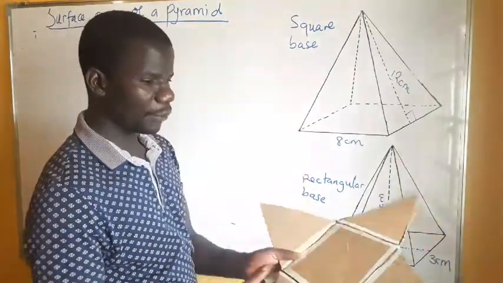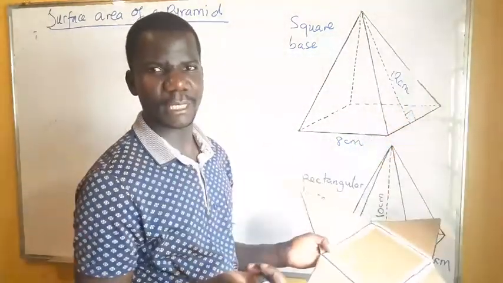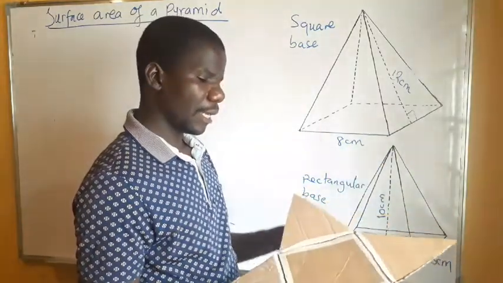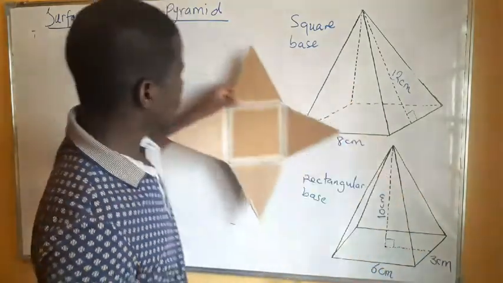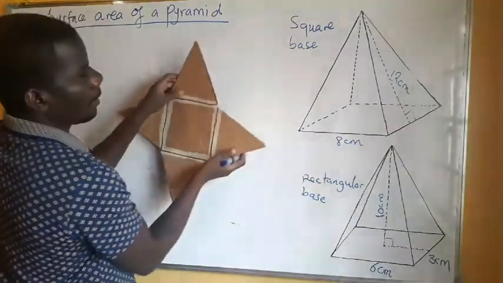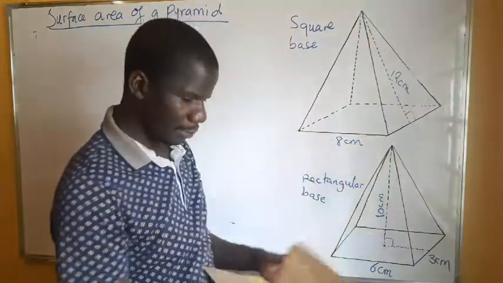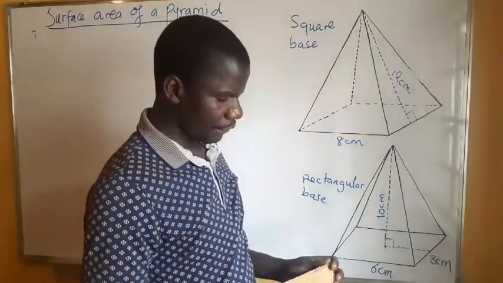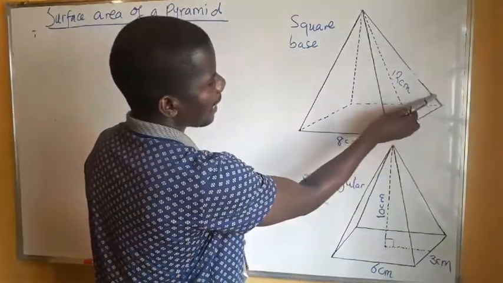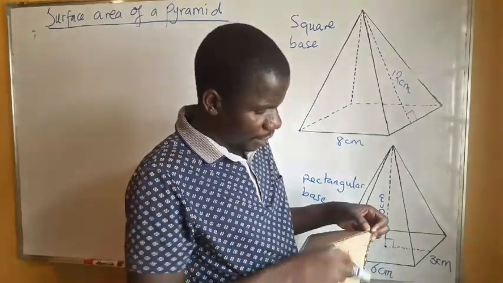So now, what we are supposed to do is to find the area of these four triangles and the area of the base. Then we add together. It's as simple as that. Now, please follow me. In this case, we need to find the area of, if you look at this part here, I don't want you to confuse. Let me go back. You've seen this part here, this line here on top. It is this edge.